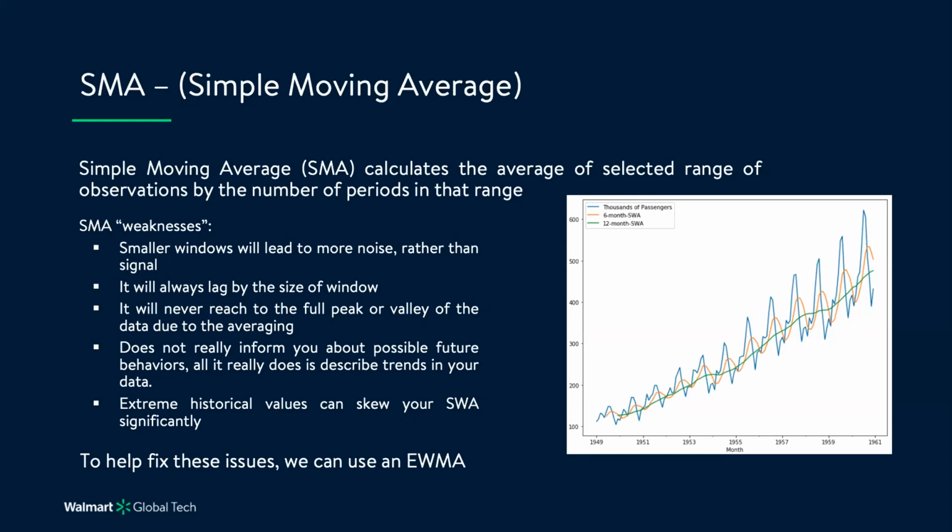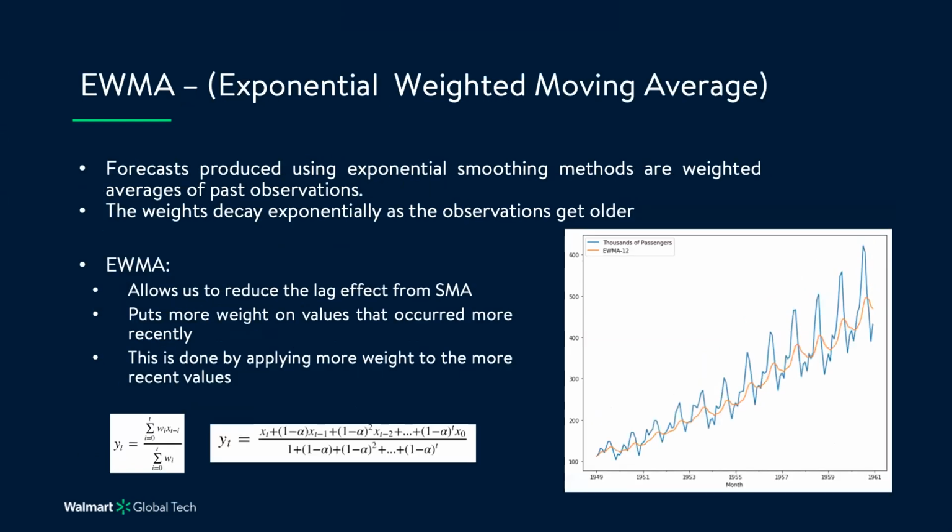The third weakness about this model is it does not really inform you about possible future behaviors. It really is using what has happened in the past, keeping everything uniform. So it's not even using a weighted approach in this case. And to help fix these issues, we can introduce the exponentially weighted moving average.